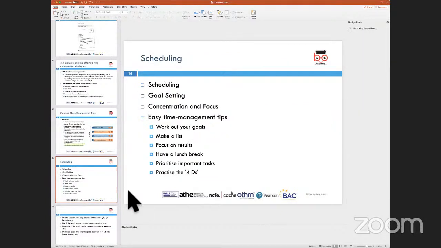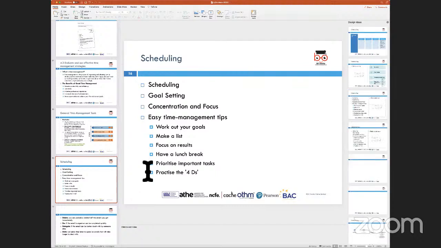Now, the second one that we talk about is scheduling, goal setting, concentration and focus, and there are some easy time management tips which have been defined and provided, which allow us to manage time effectively as far as one of the strategies within an organization is concerned.